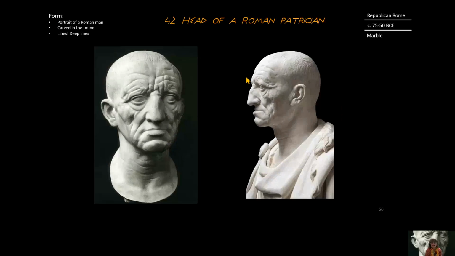Number 42. It's the head of a Roman patrician, and the form we'll start with, it's a portrait of a Roman man. We actually don't know what man this is a portrait of, interestingly, because it seems so precise. But it's carved in the round. You can see because we can view it from the front and we can view it from the side, yet it is, like many sculptures, intended to be viewed from this one front side.